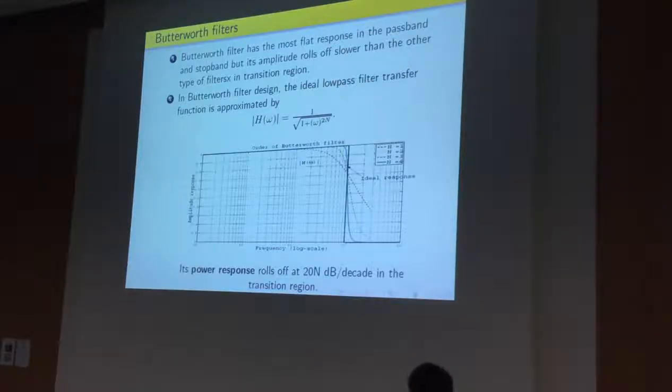Let's try different n. When n equals 1, we have this red dotted line here. This is the amplitude spectrum for the Butterworth filter for n equals 1. When n equals 2, we have this one over here. It's not very obvious, but I think your lecture notes make it obvious. Then for n equals 3, the green one here, and n equals 4, we have this one. So you can see when n increases, it becomes more and more close to the ideal case, this brick wall here.